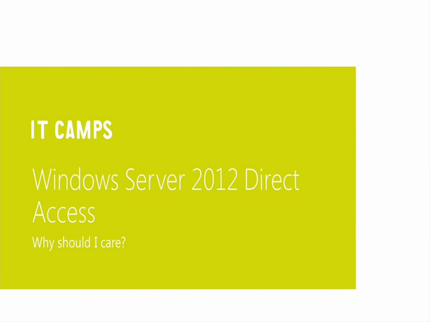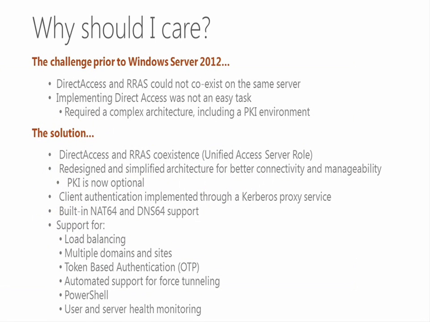So why should you care? And what's new in the 2012 version of DirectAccess? In previous versions, in Server 2008 and 2008 R2, DirectAccess and RRAS couldn't be on the same server. And implementing DirectAccess was not easy at all. There were a lot of steps that you had to go through. Some of the difficult pieces were that people had to have a connection from the DirectAccess server to one of their domain controllers with the protocol of TCP/IP IPv6. And there were a lot of steps to set up, so there were a few hurdles to getting it set up.